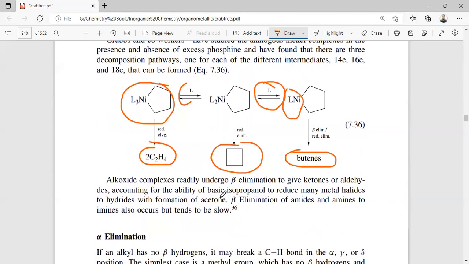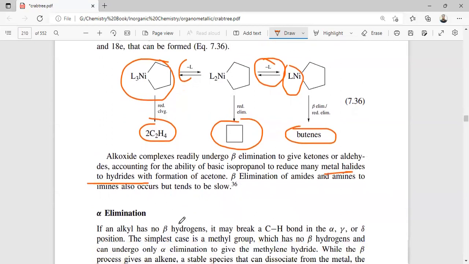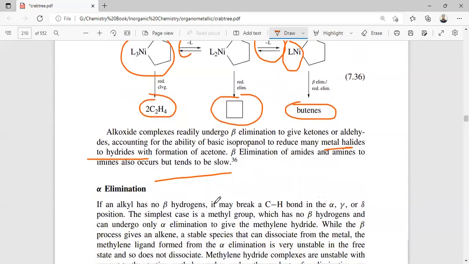Alkoxide complexes readily undergo beta hydride elimination to give ketones or aldehydes, accounting for the ability of basic isopropanol to reduce many metal halides to hydrides with the formation of acetone. Beta hydride elimination of amides and amines to imines also occurs, but tends to be slow.